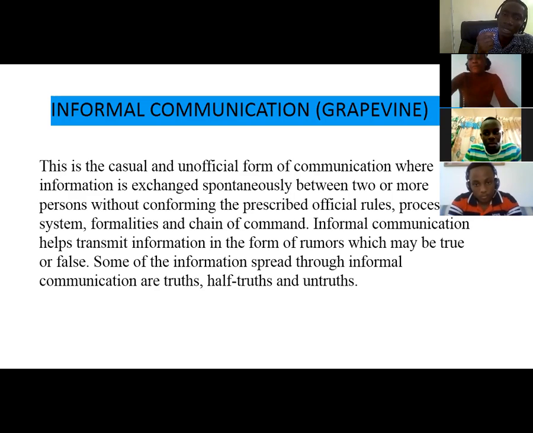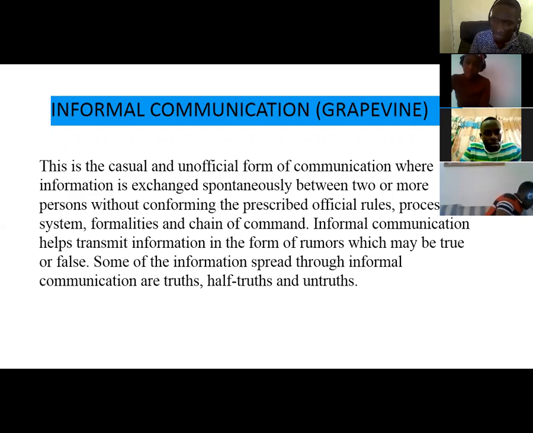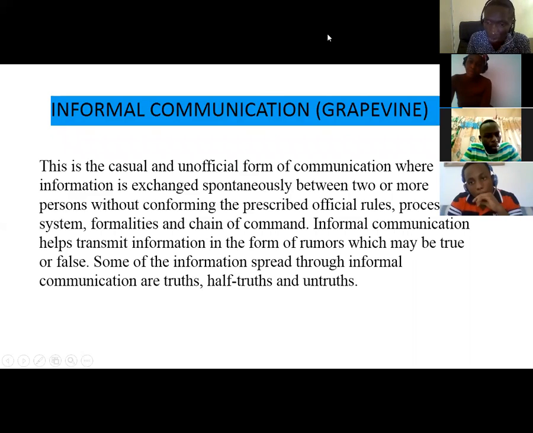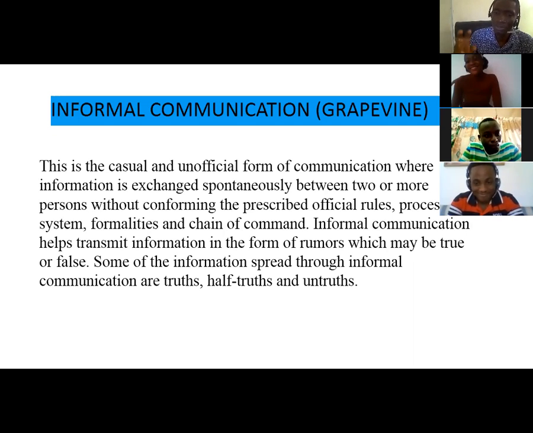Now we say that grapevine or informal communication is any unofficial communication that doesn't follow any prescribed rules. There's no rule, no process, nothing. We just communicate. Grapevine or informal communication normally takes the form of gossips within an organization. Sometimes it also takes the form of a rumor.